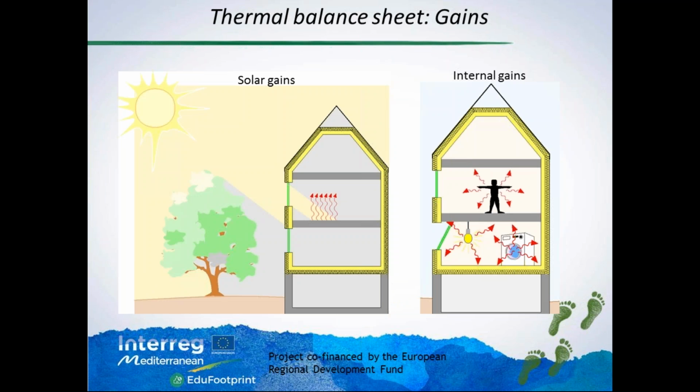At the opposite part of the balance, we have not only the losses, but we also have the gains. So the gains are, first of all, solar gains, which is the energy coming from the sun, mainly through the windows, because as said before, the light from the sun, once gone through the glass, is transformed into thermal radiation.